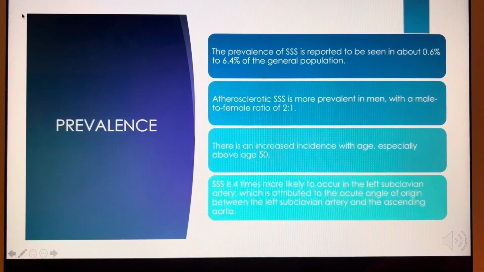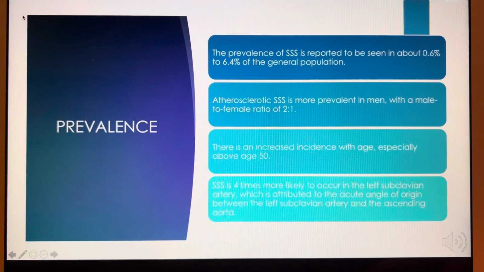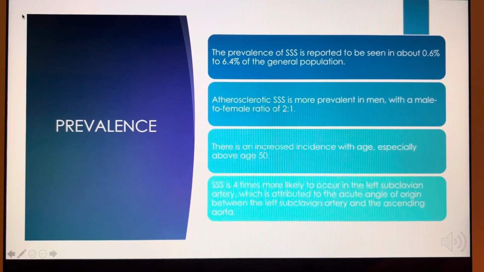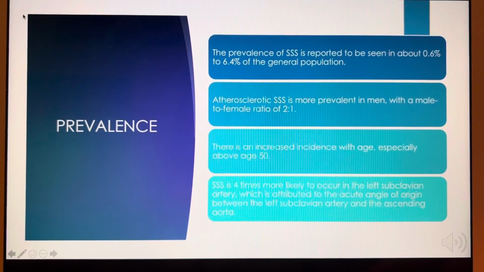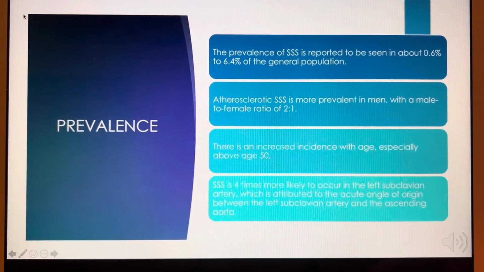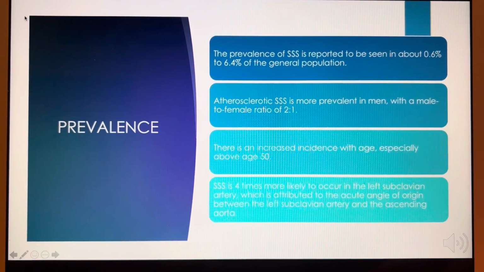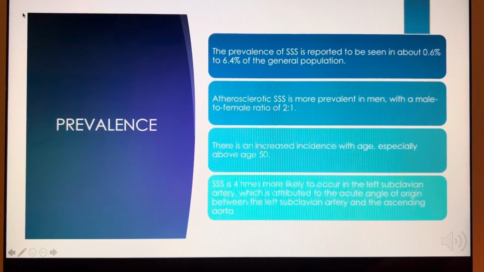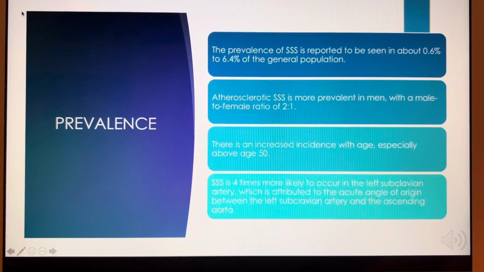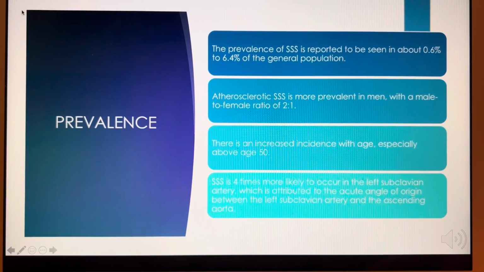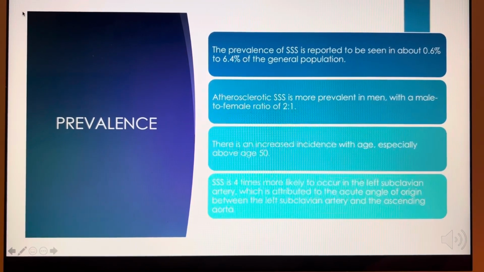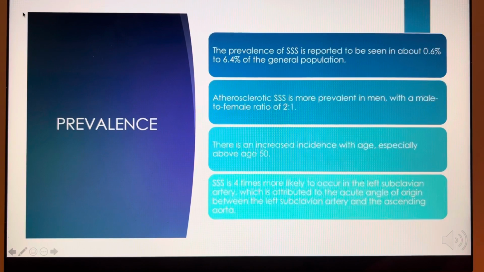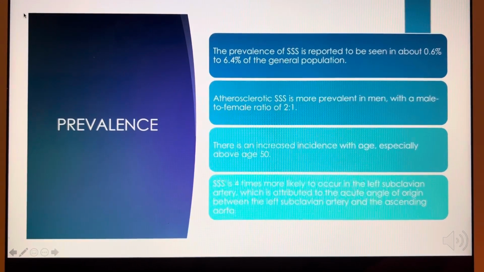Subclavian steal syndrome is seen in about 0.6 to 6.4% of the general population. It's more prevalent in men, and there's an increased incidence with age, especially above 50 years of age. It's also 4 times more likely to occur in the left subclavian artery, and that's attributed to the acute angle of origin between the left subclavian artery and the ascending aorta.